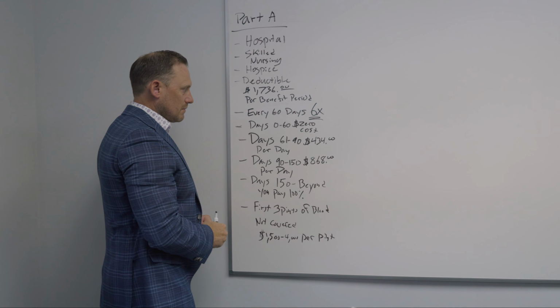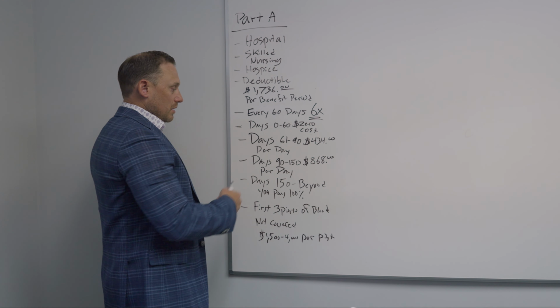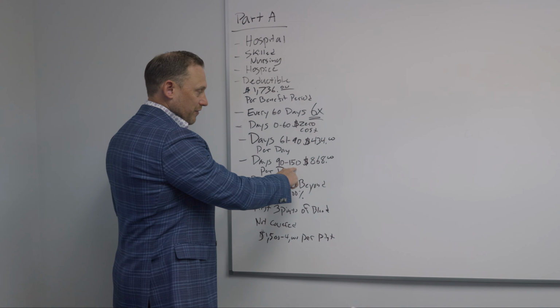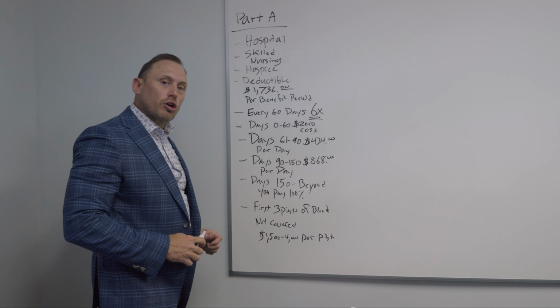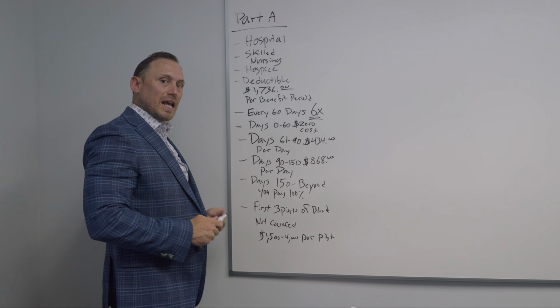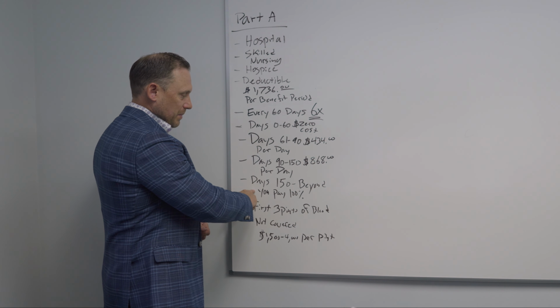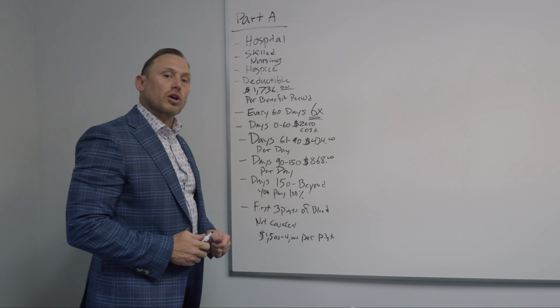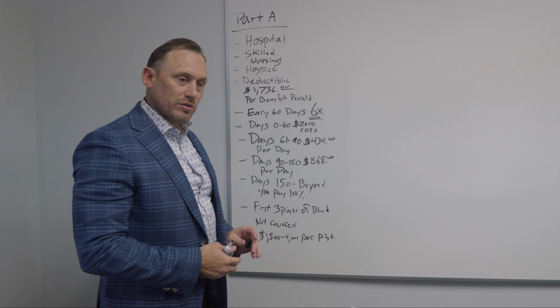But if you're there on day 61 through 90, then they start charging you a coinsurance or copay, $434 per day, up to day 90. On day 91, if you're still there, days 91 through 150, it increases to $868 per day. Once you reach day 151 and beyond, you are responsible for 100% of the cost for those services rendered under Medicare Part A.